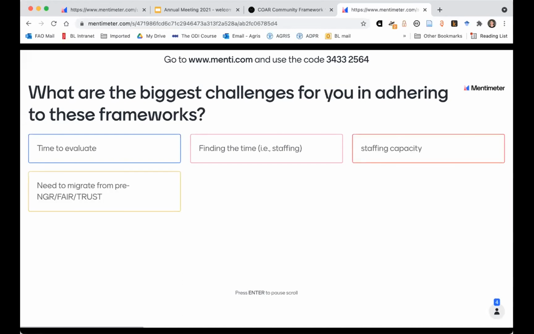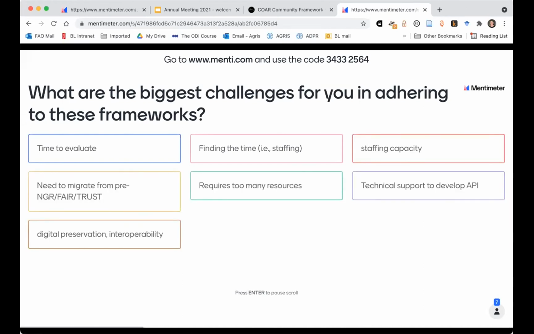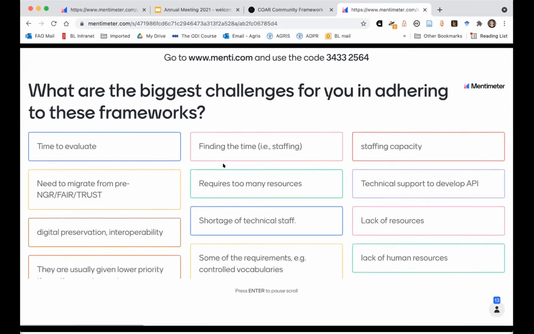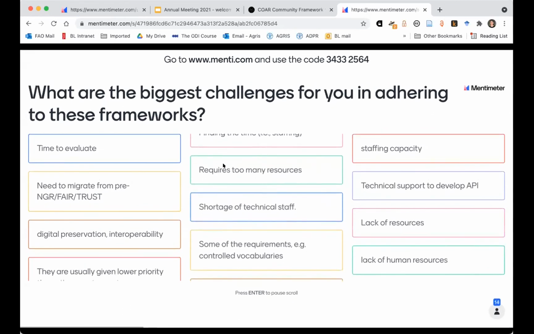Time to evaluate, finding time, staffing capacity, need to migrate from NGR, pre-NGR, fair trust, requires too many resources, technical support for development, API, digital preservation, interoperability, shortage of technical staff, lack of resources, yes.